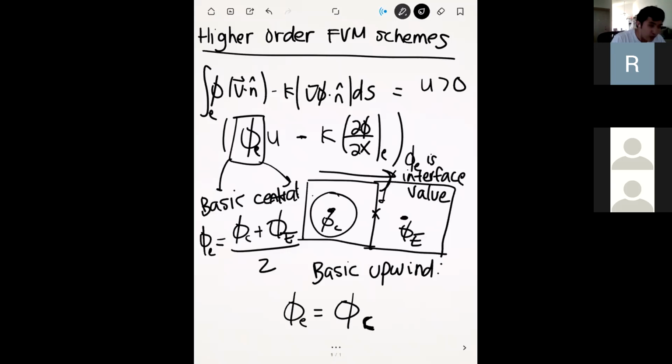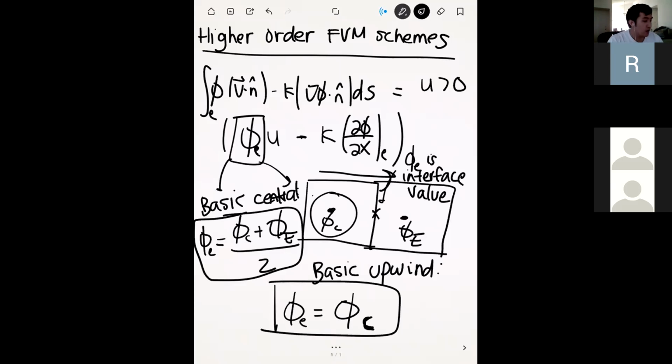So those are the two that we did. We mostly work with the central one, at least in developing the equations, but we at least mentioned upwind. Because when we did convection for finite differences, we used the forward or the backward difference scheme to basically fix our stability problem. So this is the finite volume way of fixing that.